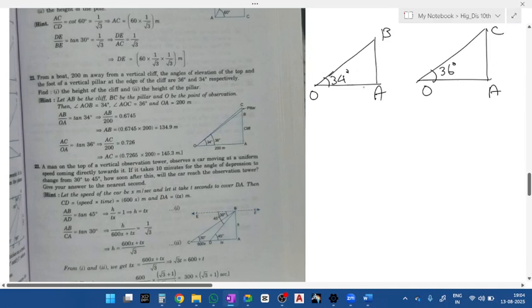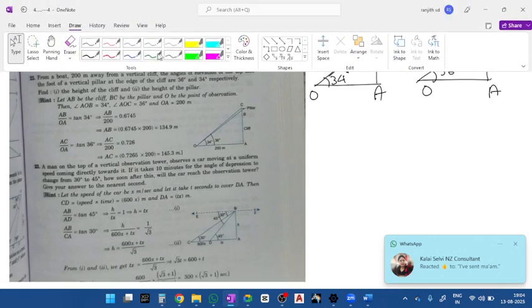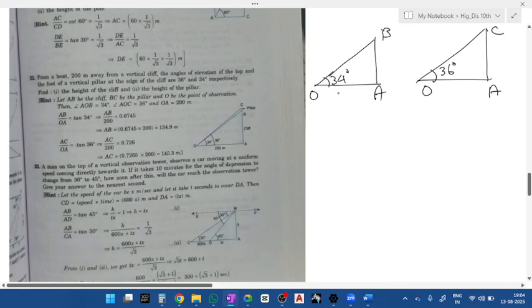I'll tell you the reason. Now, what else they have given? What are the other values they have given? AO is equal to 200, and both the sides AO is given, both the values are 200, right? AB is the cliff, and which one is the pillar, students? Which one is the pillar here?